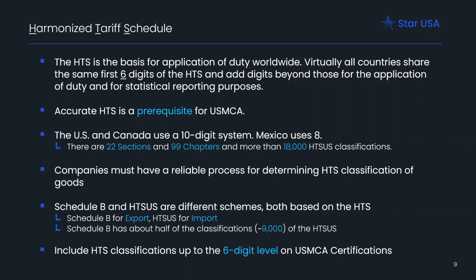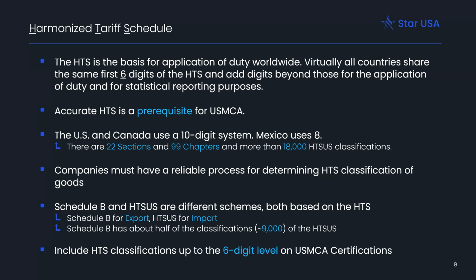In the HTS US, there are more than 18,000 classifications. If you don't have a reliable process for determining your classification of goods, then you're not going to be able to execute your certifications correctly. You're not going to be able to follow the rules of origin correctly. So it must be part of your approach to USMCA to obtain, determine accurate, reliable HTS classifications.